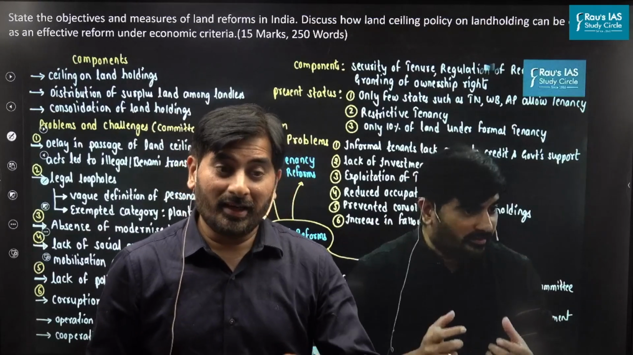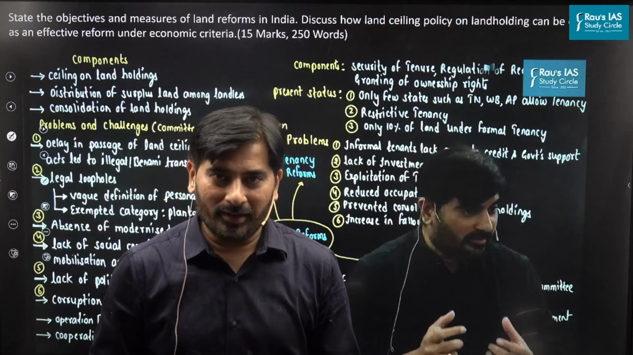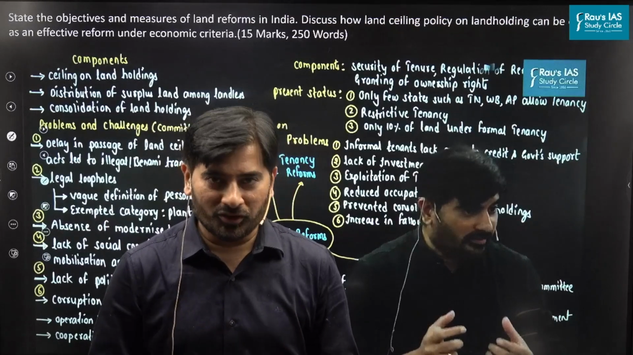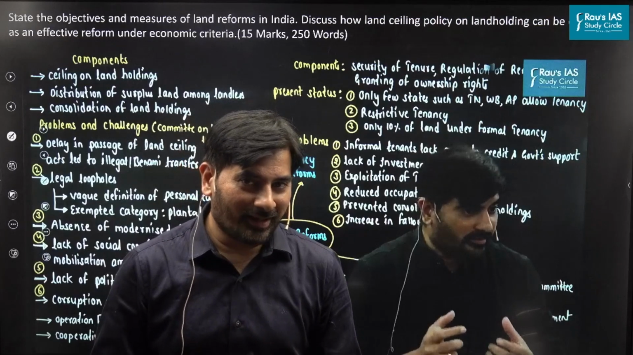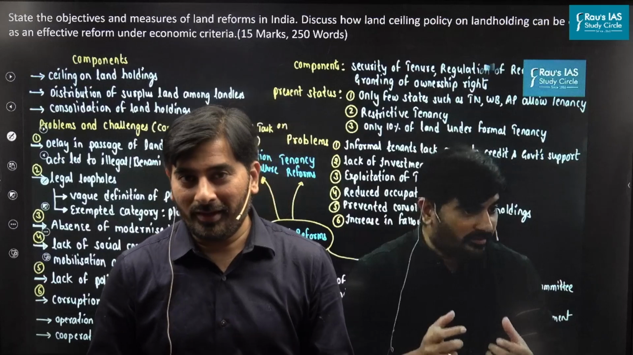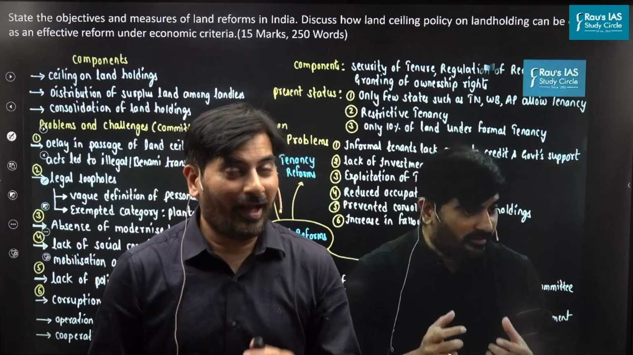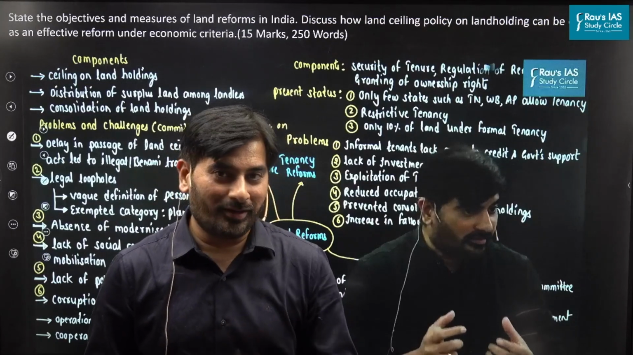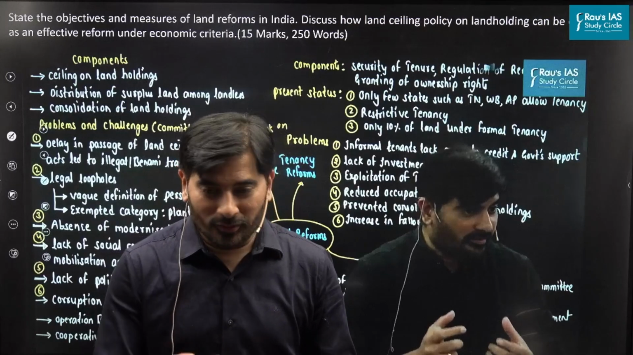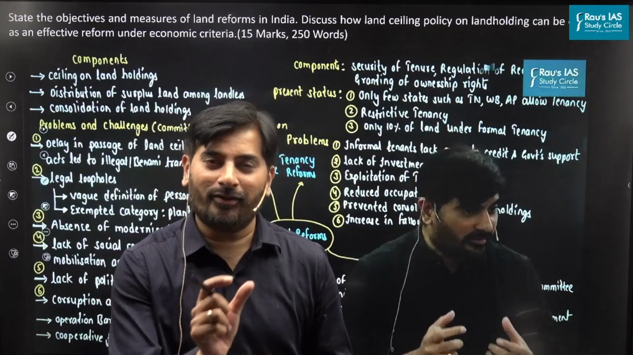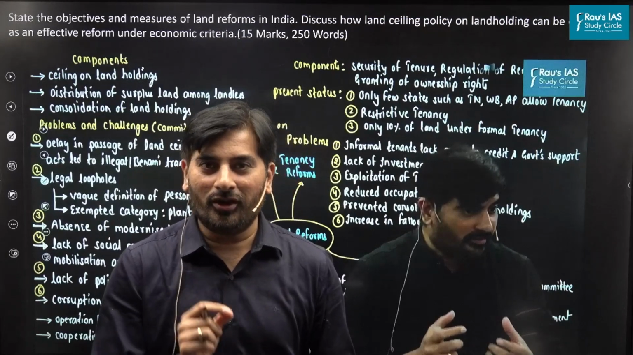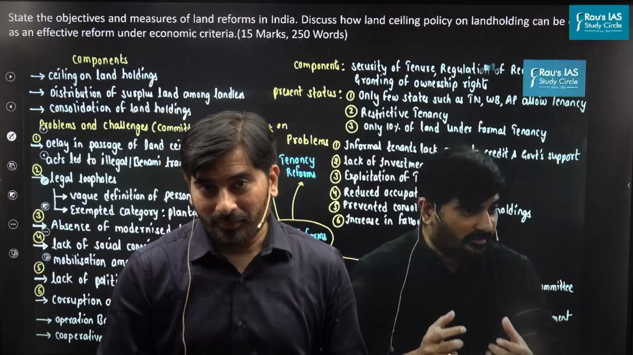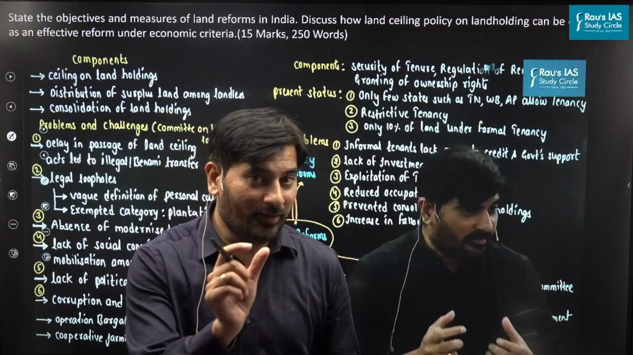So immediately after India's independence, we came out with the Constitution, which provided for Article 39B and Article 39C in order to prevent the concentration of wealth and to provide for equitable distribution of wealth. So, the basic objective of land reforms was to promote equity and to ensure an egalitarian society. That is the first part, the objective.